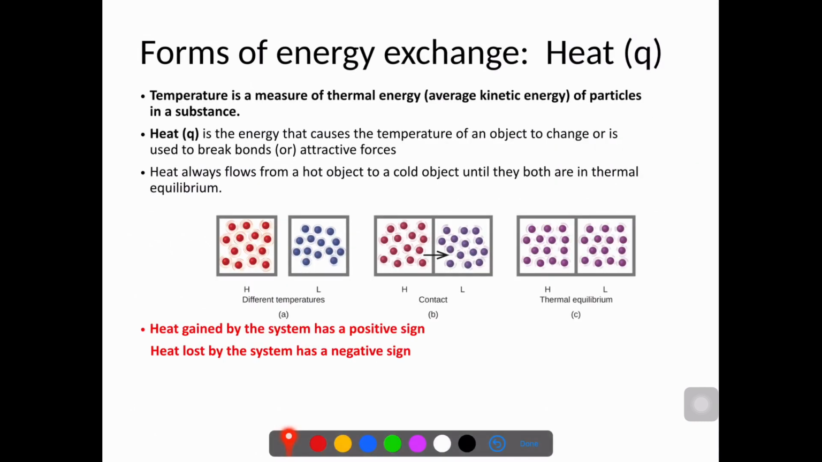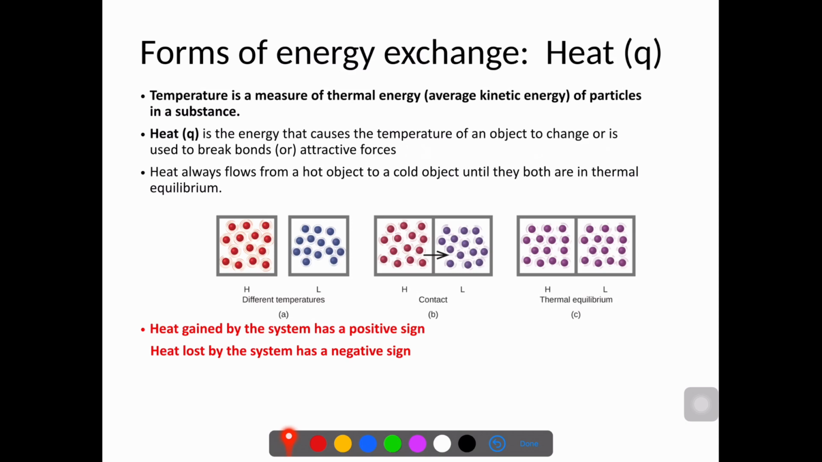So let's talk about this heat a little bit more. Remember, heat and temperature are totally different things. Heat is a form of energy, but temperature is a measure of the thermal energy or the average kinetic energy of particles in a substance. They both have different units. Temperature's units are Celsius, Fahrenheit, or Kelvin. The units of heat will be something like joules or kilojoules or calories. They are two different things. Temperature is a measure of heat, but temperature is not the same as heat.